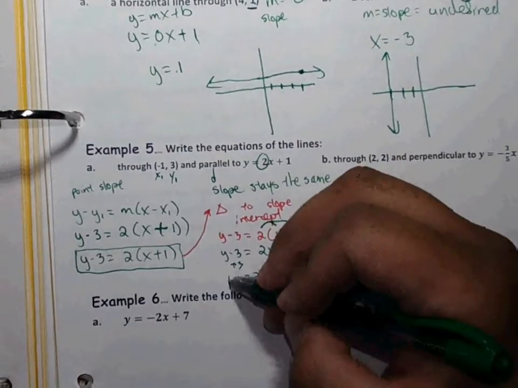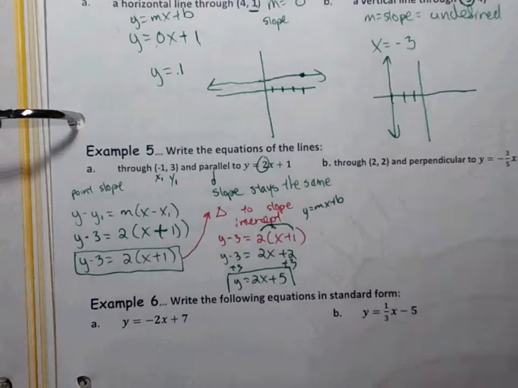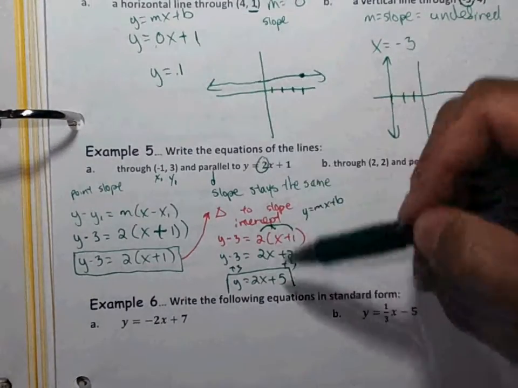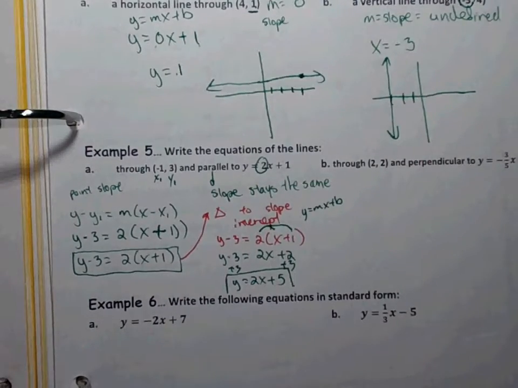Now, ladies and gentlemen, somebody tell me something that you notice about these two equations. Somebody give me something that you notice. They have the same slope. Thank you for raising your hand. 5 points for Group D, 10 points for Group A.